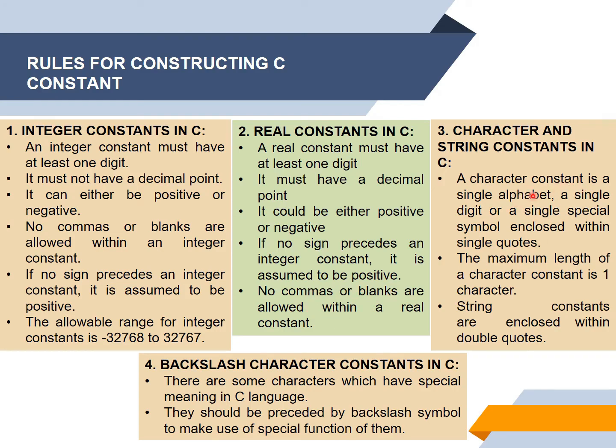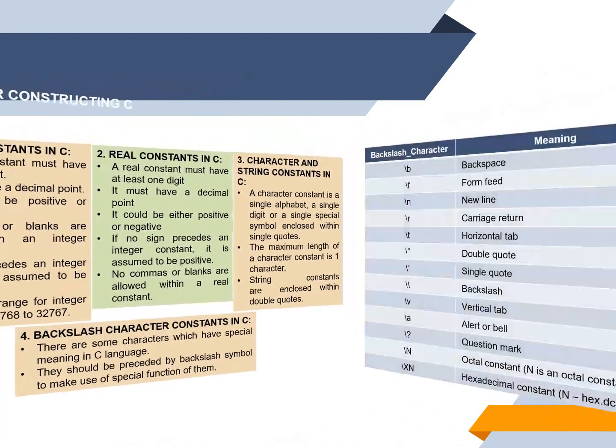A character constant consists of a single alphabet, single digit, or single special symbol. Anything is a character. Even enter is also a character, but the maximum length should be 1. A string should always be enclosed within double quotes. A character should always be enclosed within single quotes. Backslash characters have specific meanings. They are preceded by a backslash. They have to be used for specific purposes only, and they make use of special functionality which they have.